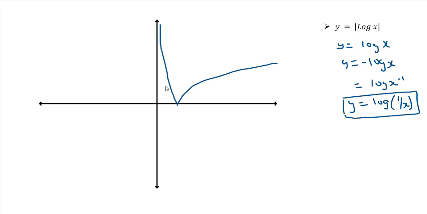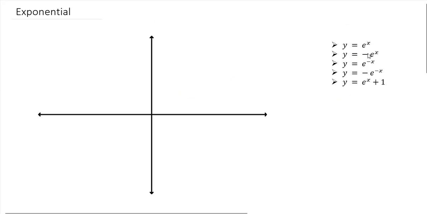Let us now see how to plot exponential graphs. So these are your exponential equation. Y equal to e raised to x. The graph for y equal to e raised to x, it will look like this. So this will be your graph for y equal to e raised to x. For y equal to e raised to minus x, your graph will look like this.